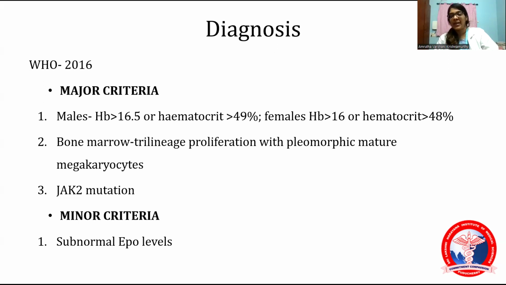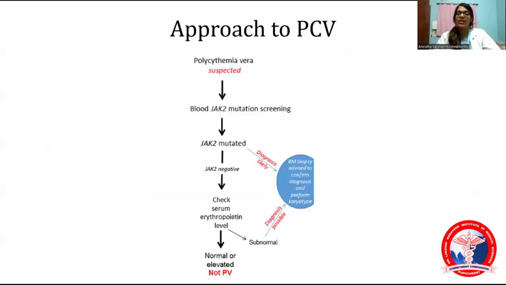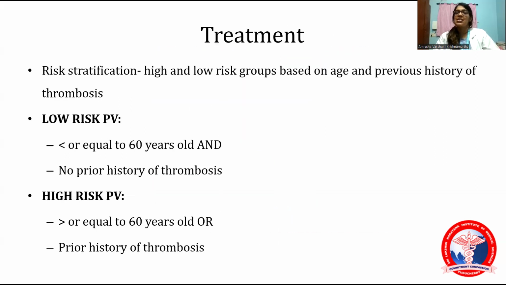There is a major criteria and a minor criteria. The major criteria has 3 points, one being hemoglobin and hematocrit cutoffs. Second is bone marrow, that is, trilineage proliferation has to be there. And the third point is the JAK2 mutation. The minor criteria includes subnormal erythropoietin levels. This is to differentiate between primary and secondary polycythemia. So this is what we have discussed.